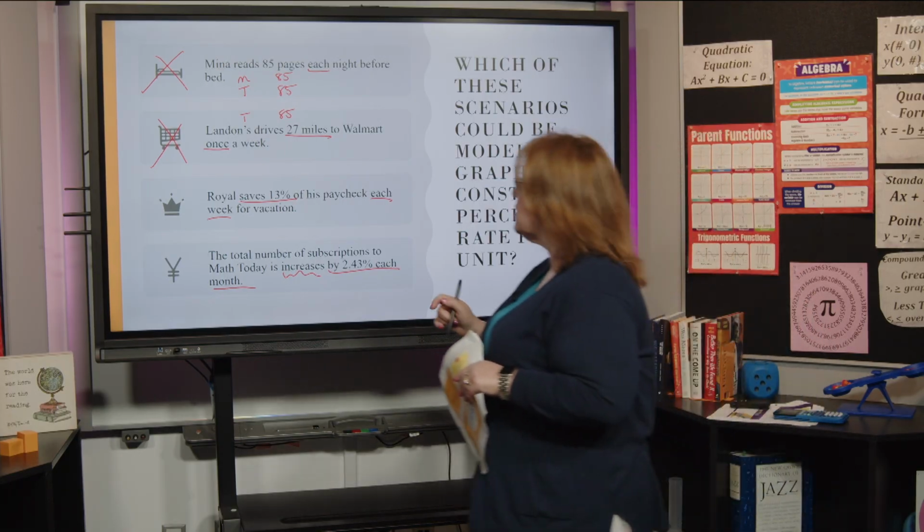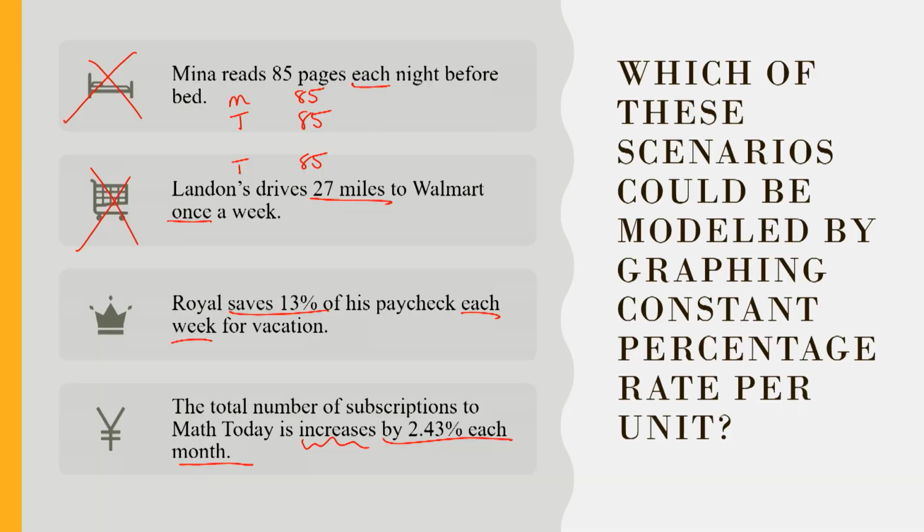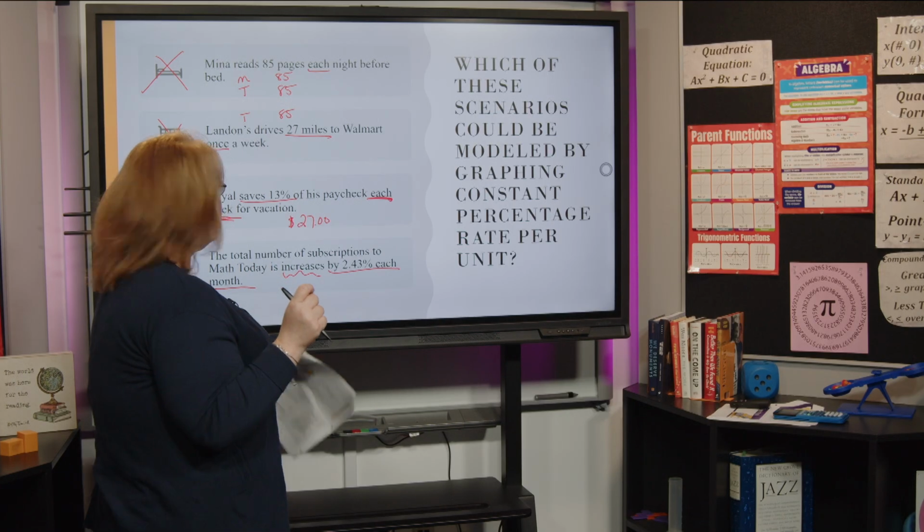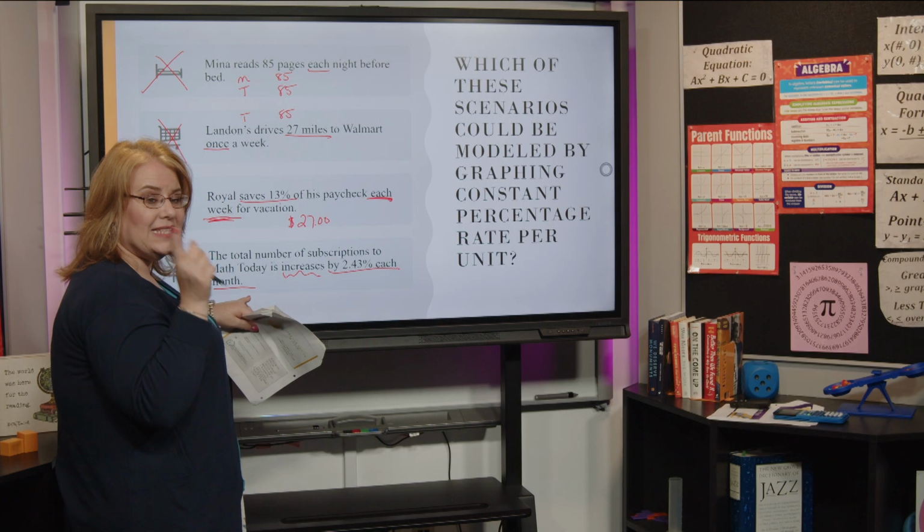Let's start with Royal. So let's look. He saves 13% of his paycheck each week. Now, we're taking into consideration that he gets the same amount of paycheck. So let's say that his 13% would be $27. So the 13% is $27 each week. So that's going to be the same amount each time we see how much he's putting into his savings. So I'm not thinking it's Royal. So let's go down here and look at Math Today and see what we can find out about it.